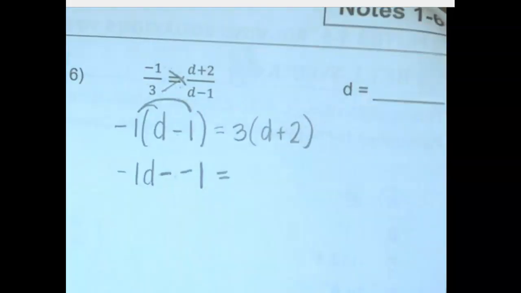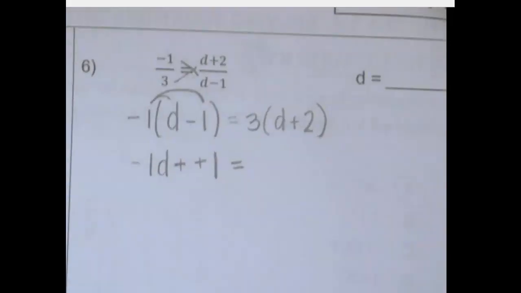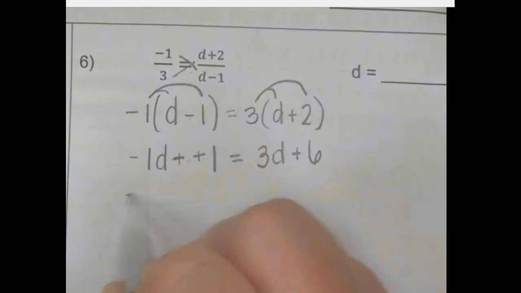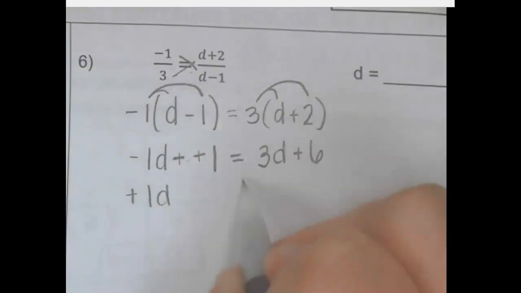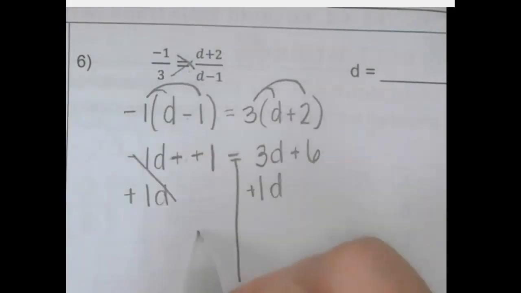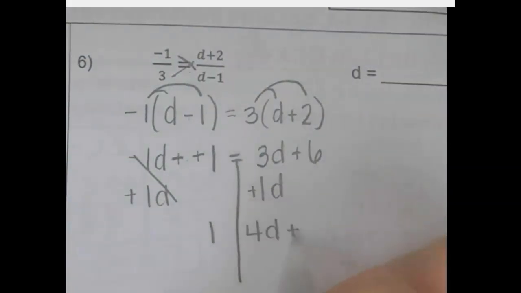I'm going to go ahead and change that: subtract a negative to add a line, change sign. This side is going to be 3d plus 3 times 2 is 6. I'm going to move my smaller, which is my negative 1d, so I'm just going to add 1d to both sides, or you could have just done a d. This leaves me with a positive 1 on the left. 4d plus 6.